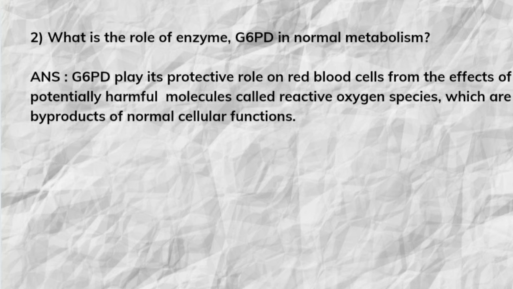Second, what is the role of enzyme G6PD in normal metabolism? My answer: G6PD plays a protective role for red blood cells from the effects of potentially harmful molecules called reactive oxygen species, which are byproducts of normal cellular functions.